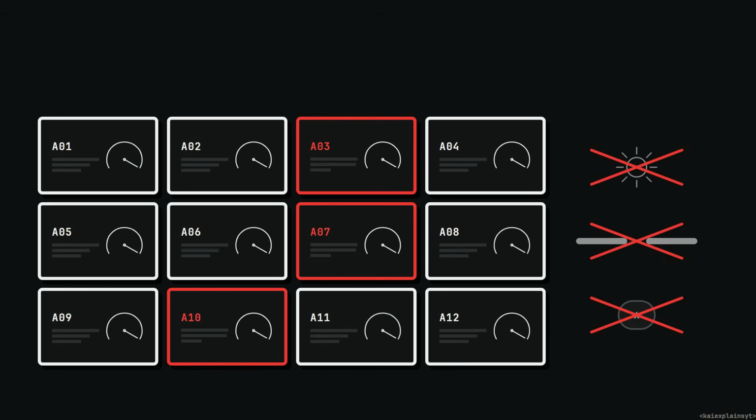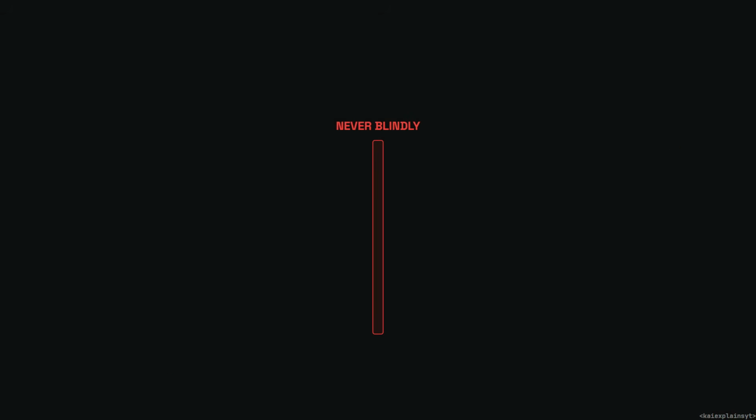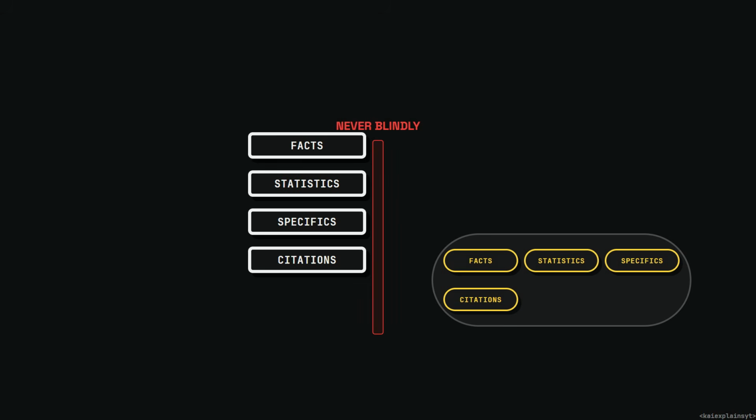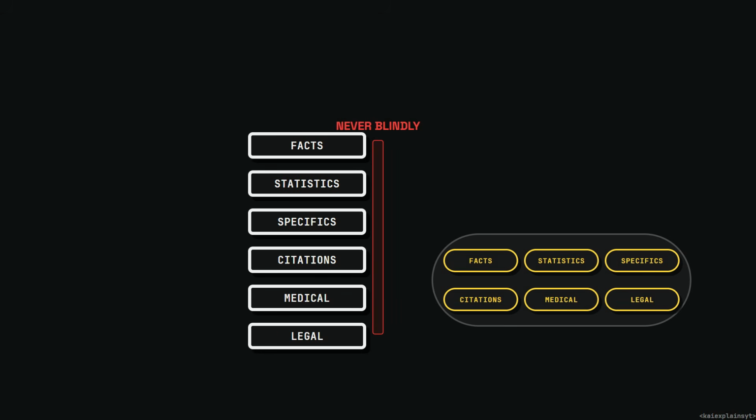It just answers. So the rule I live by now is I never blindly trust AI for facts, statistics, specific citations, medical information, legal information, or anything where being wrong has real consequences. I use it as a starting point. Then I verify. But people who get burned by hallucination are usually people who skip that step.